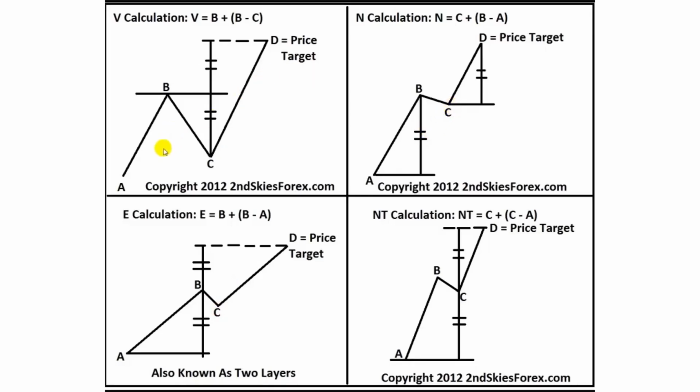And so between all of these, anything with a 50% retracement or deeper is going to be a V calculation. And so you'll do a V calculation as long as C never actually gets to A. If it gets to A, then we really aren't doing a price calculation at that point. We're doing more wave analysis. So if it gets to A, we're not doing a V calculation.